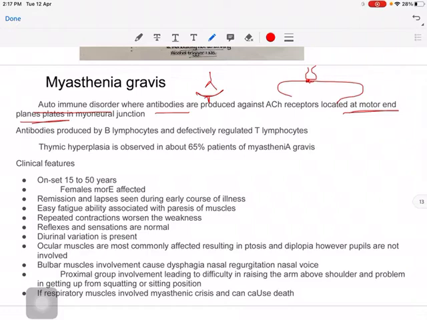Now who produces these antibodies? B lymphocytes and defectively regulated T lymphocytes. In at least 65% of the patients we have thymic hyperplasia. So it means that in myasthenia gravis thymus plays an important role.